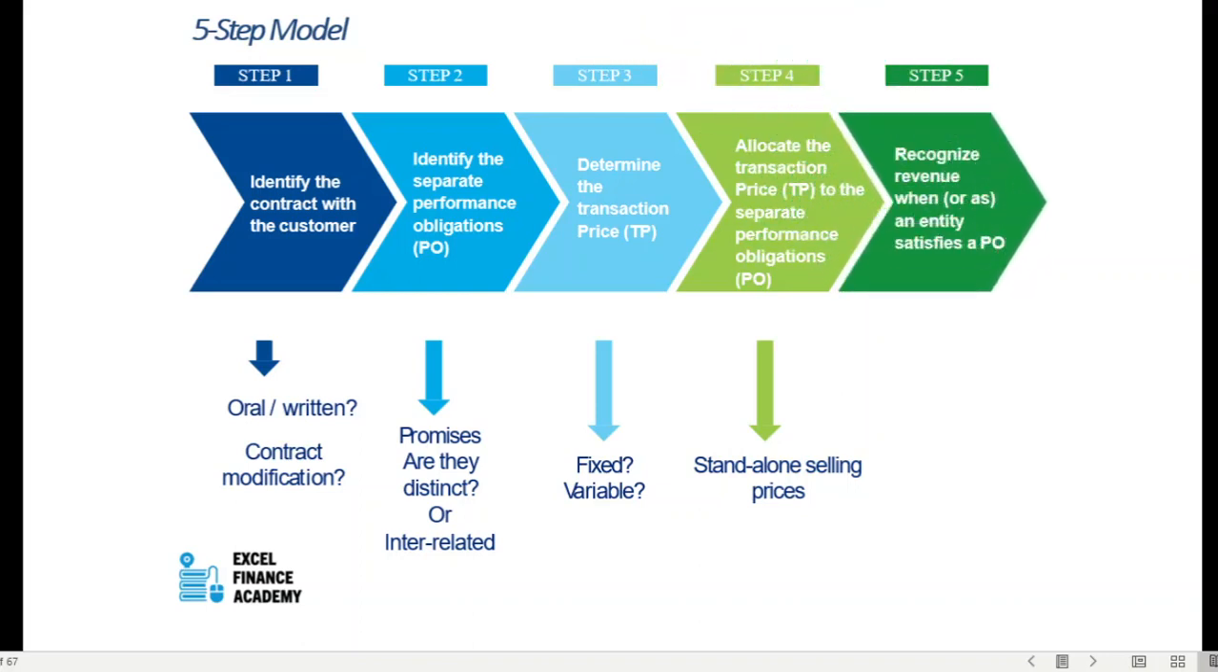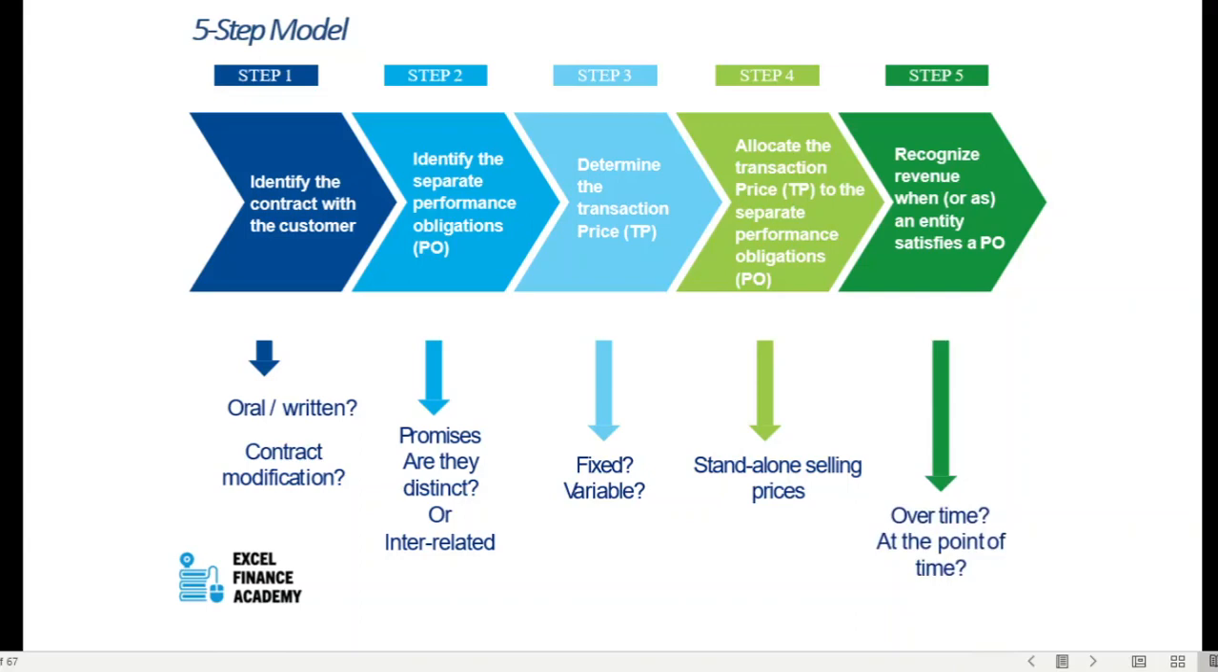And then finally, we come to the last step, as to when we have to recognize the revenue. The recognized revenue will be based on the satisfaction of the PO. Now, the satisfaction of the PO can be at one single point or can be over a period of time. For example, construction contracts can take more than a year or even 2 years to complete. So in that case, how are we going to recognize the revenue? The question is whether we recognize the revenue over a period of time or at one certain point of time.